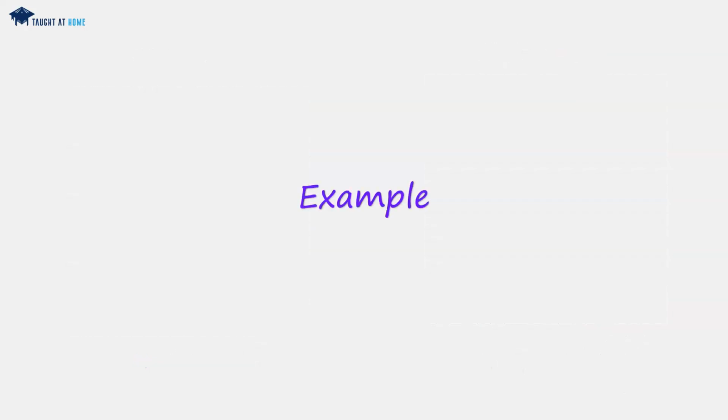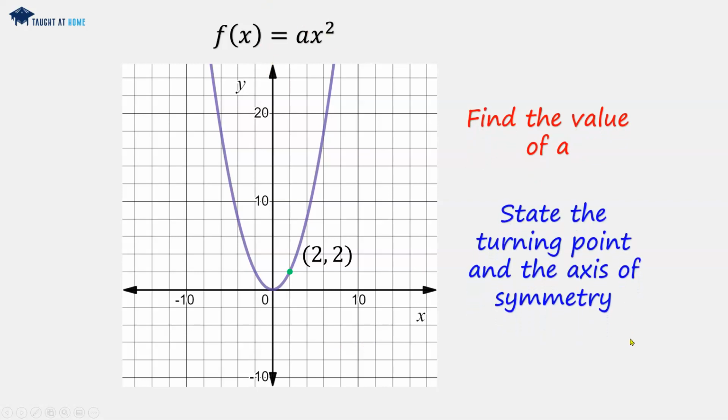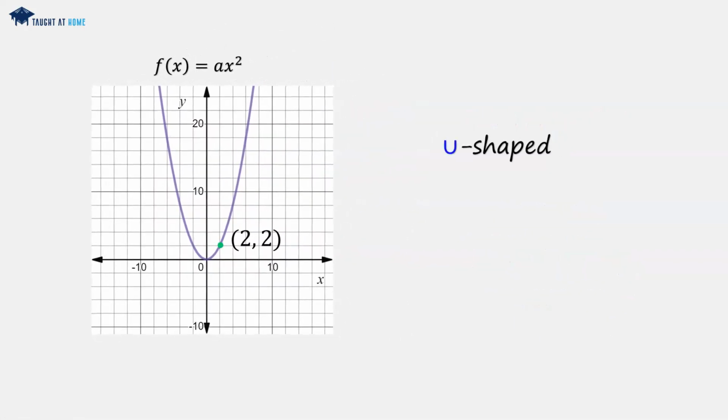So let's take an example. We have a function f of x equals ax squared, and we're given a point on this function with coordinates 2, 2. We're asked to find the value of a in this function and then state the turning point and the axis of symmetry. So first thing we notice is that this function is U-shaped, it's smiley face shaped, therefore the value of a is going to be positive. It's going to be greater than 0.